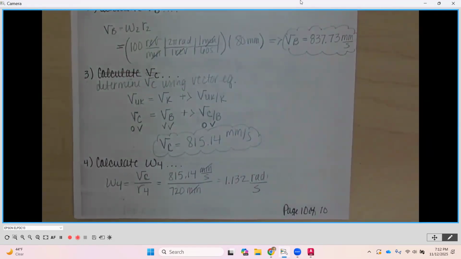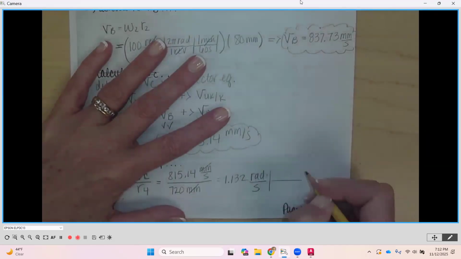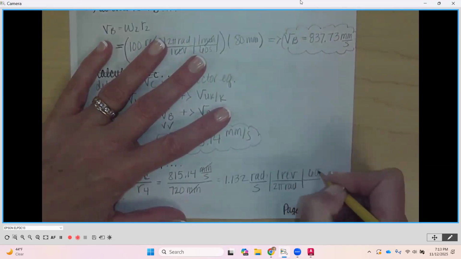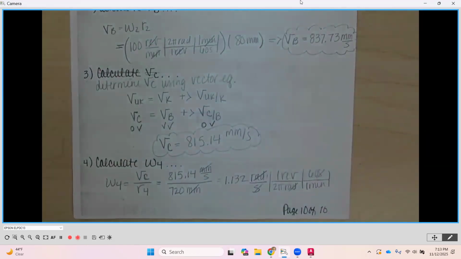Radians per second. Can we leave it there? No, no, no, no, no. We are always reporting final answers in RPM. So we need to convert: 2 pi radians, 1 revolution, 60 seconds, 1 minute. Make sure you write these out. I want to see that you have them, and I want to see cancellations. If you don't cancel, I'm taking points off. I want to see that the units come out.